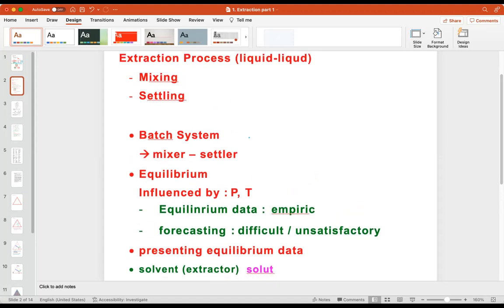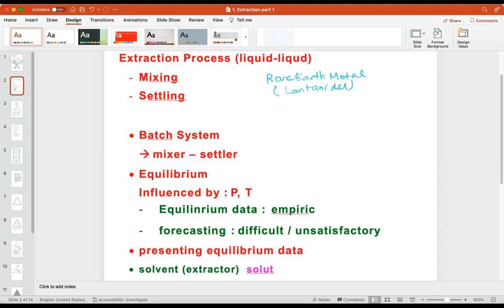Another example of an extraction process is rare earth metal. If you look at the periodic table, rare earth metals lie at the bottom, the lanthanides, and all the rare earth metals have very close properties. So how do we separate them? We use an extraction process.